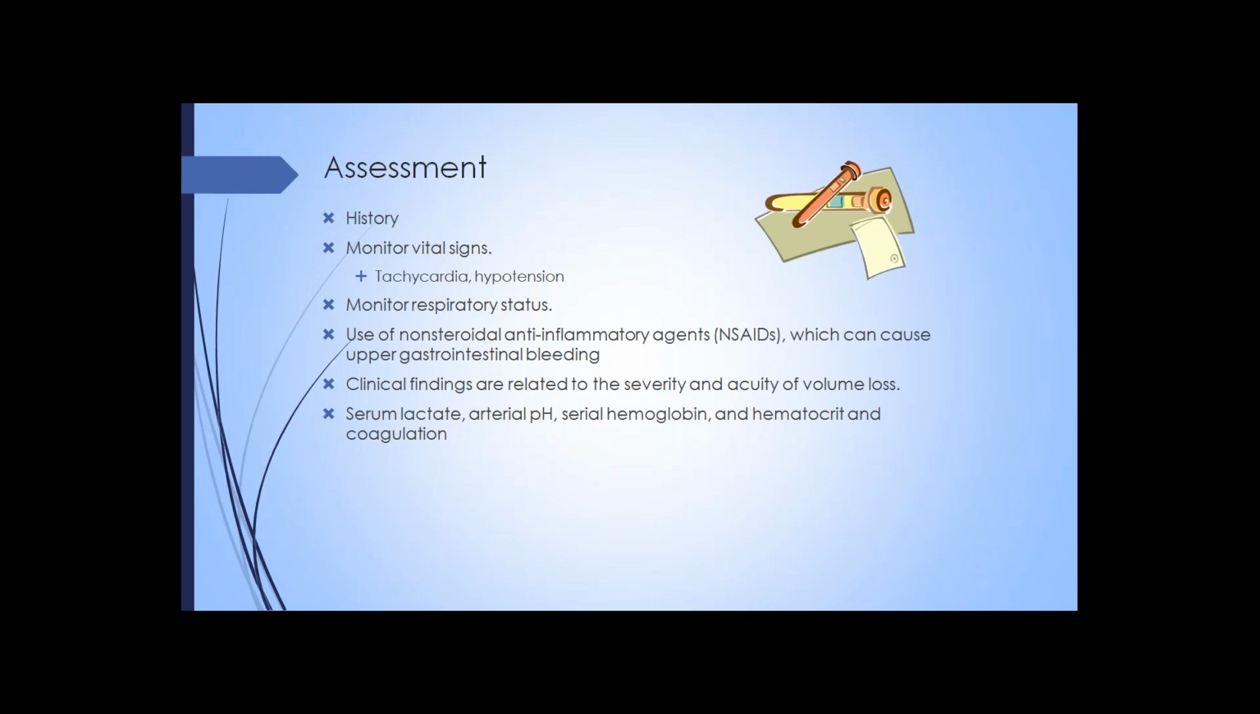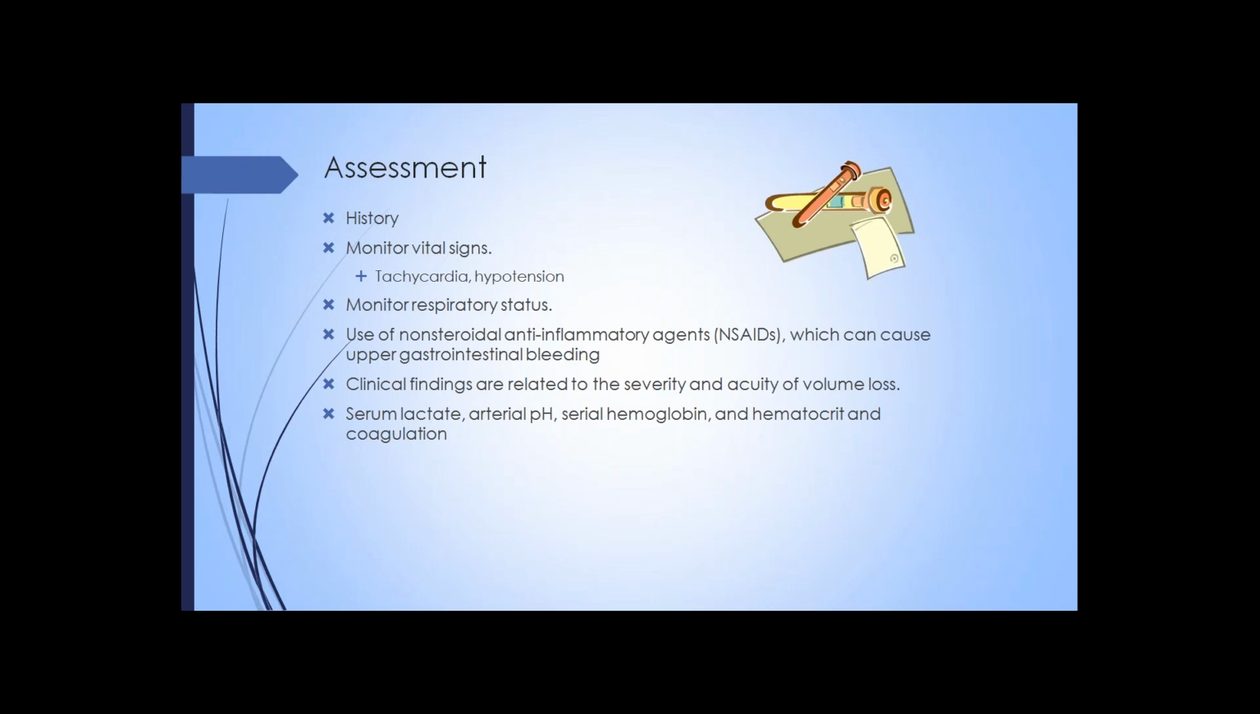So the clinical findings are related to how severe or acute the loss of volume is. So if you find that your blood pressure is just a little bit low, then you have a little bit of a volume loss. If you have a very low blood pressure, then you have a lot of volume loss. You're going to be monitoring serum lactate, which is drawn in a gray top tube, and it is sent to lab on ice. And that's because lactic acid begins to build significantly when we move into anaerobic metabolism. You're going to want to monitor arterial pH because we're looking for acidosis.